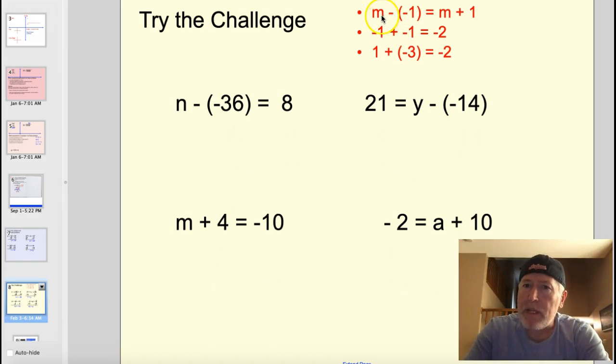But if you see something that says m minus a negative 1, that's really the same as m plus 1. And I call this the double shot because you could just go psh, psh. When they are right next to each other, minus, minus, those are both pluses. M minus a negative 1 is the same thing as m plus 1. Okay? You're going to need to know that one.